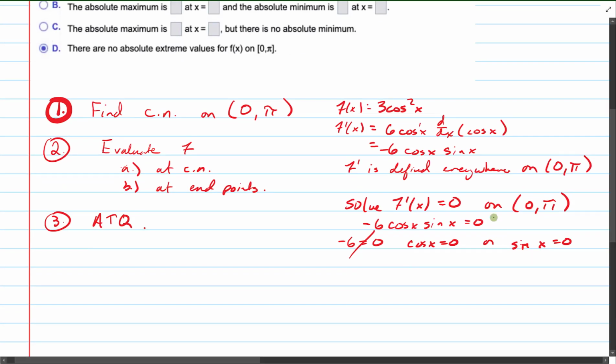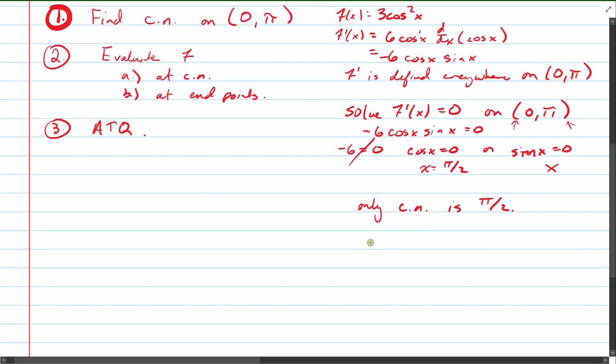Well, the cosine of x is 0 many places, but on the interval from 0 to pi, the cosine of x is only 0 at x equals pi over 2. The sine of x is also 0 many places, but on the open interval, careful, I'm talking about the open interval there, the sine of x is never 0, so there's no solutions to that. And so my only critical number is pi over 2. Folks, some of you might think that x equals 0 and x equals pi should be critical numbers.